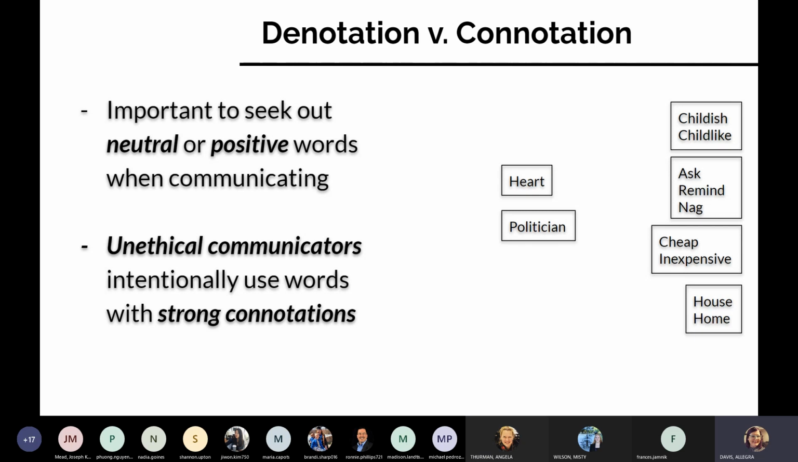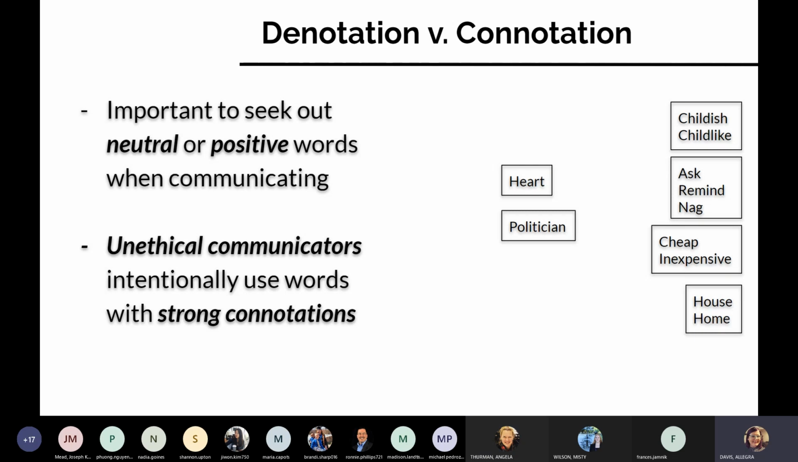Right. And if this is a tricky concept for you, think about these sets of words on the right-hand side that all have the same denotation, but they have very different connotations. If I say that you're childish, or if I say that you're childlike, both mean that you remind me of a child, that some of your behaviors are reminiscent of what a child would do. But childish is an insult and childlike is kind of a compliment. And so I'm aware of that when I speak. When I choose my words, I can choose to say you're very childlike, or I can say you're very childish.